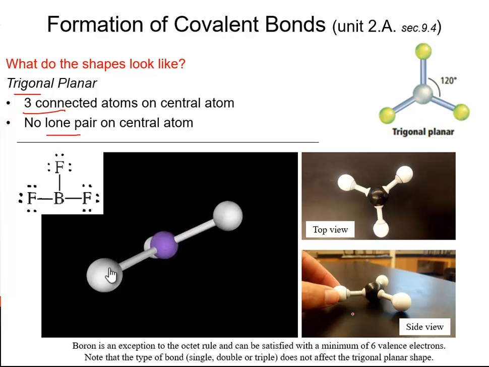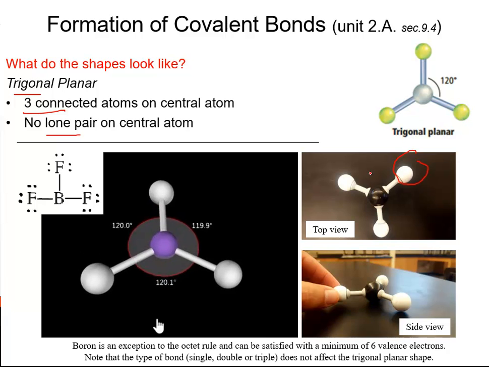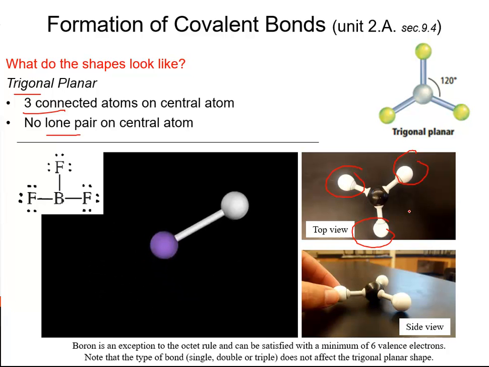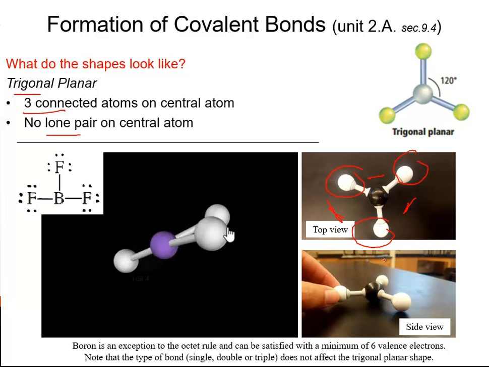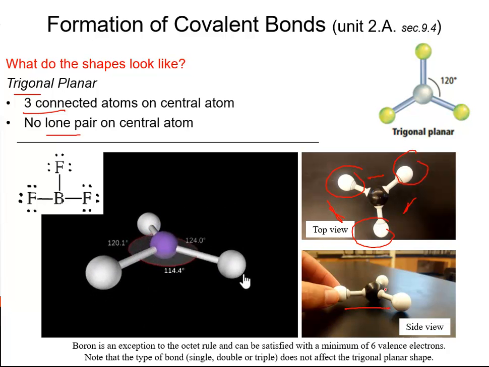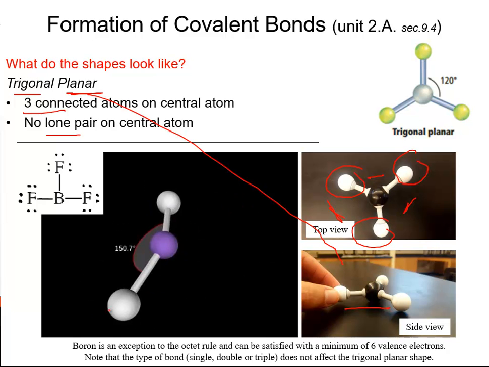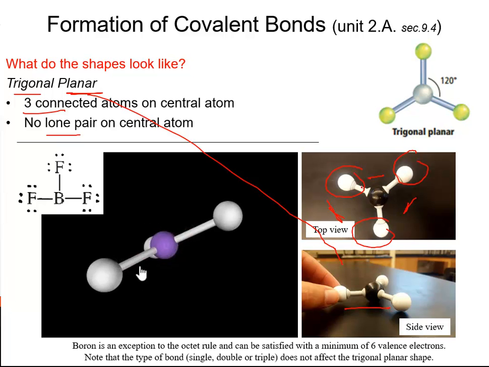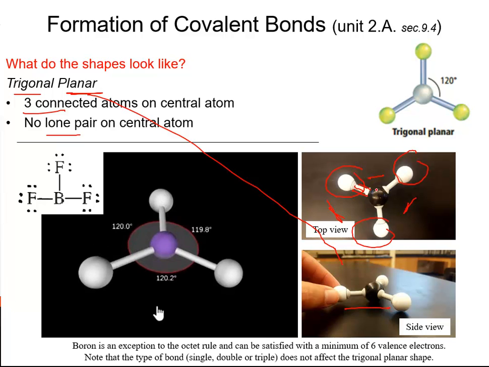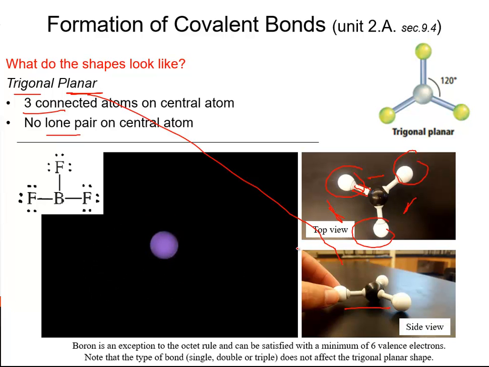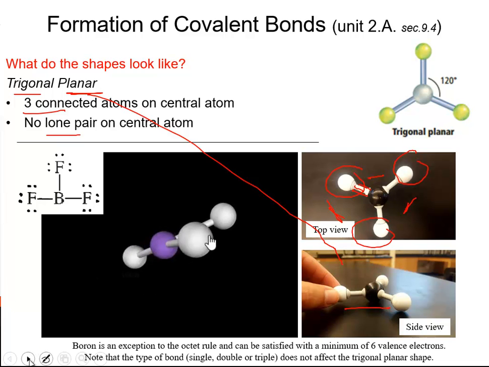As you can see here, here's a side view, and here's the top view, right? They're really far apart from each other. They minimize that repulsion from each other. And the side view has them flat, hence the word planar. Planar means flat. Now again, we don't really care about the number of bonds connected, or single or double or even triple, because you're still going to have the same shape. So it's the amount of atoms connected and the lone pairs.